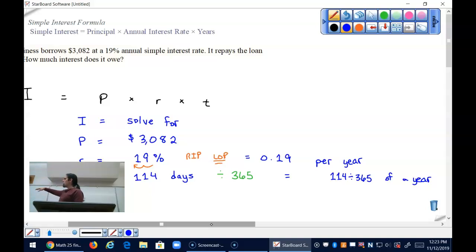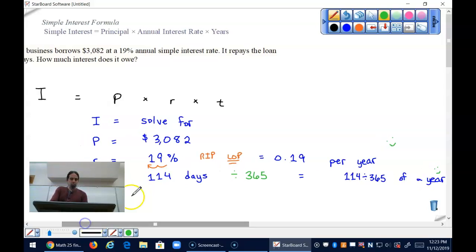Okay, we've done our fidgeting. Everything is per year. Per year, per year. Right, we're happy. Now we can plug things in.